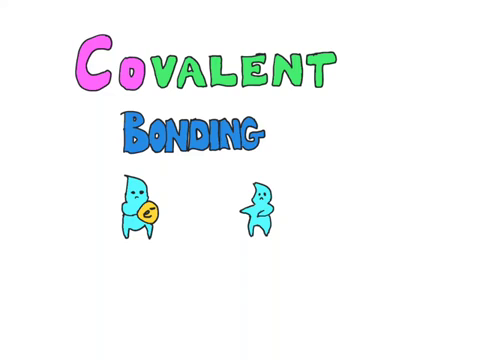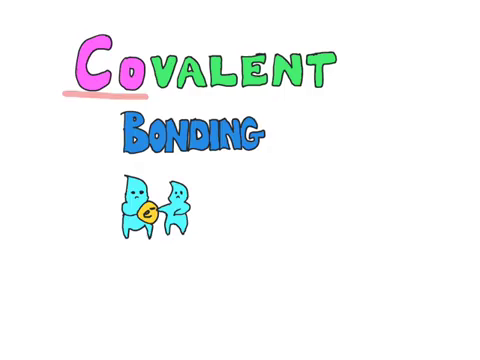Welcome class, and in today's video we're going to be talking about covalent bonding. Now this "co" is very important here because it refers to the fact that the electrons are actually shared in this type of bonding. So if you like, this little electron coin here is shared between bonding parties.